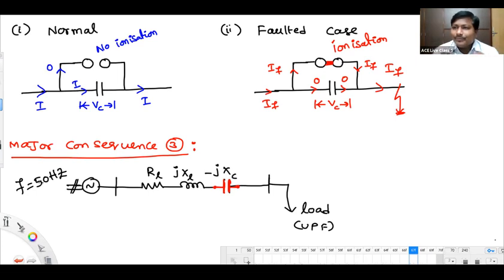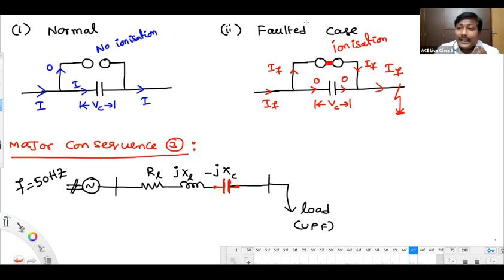Okay, one more simple network theory concept I am asking you. Tell me, when do we get resonance in the system? Simple network theory answer I want. XL equals XC is okay. Any other condition of getting the resonance?